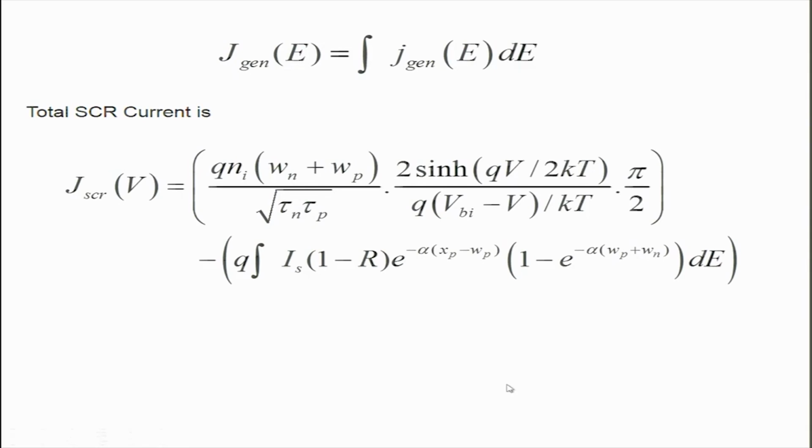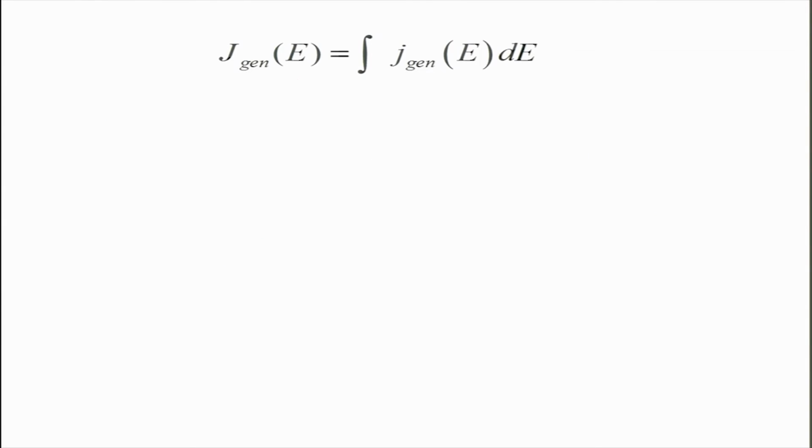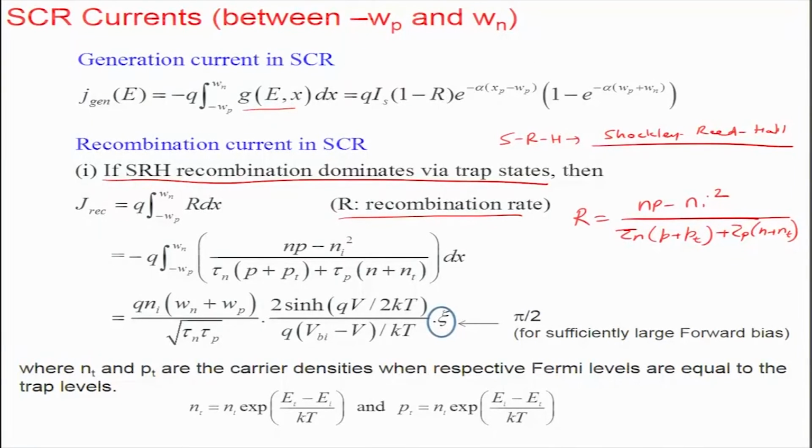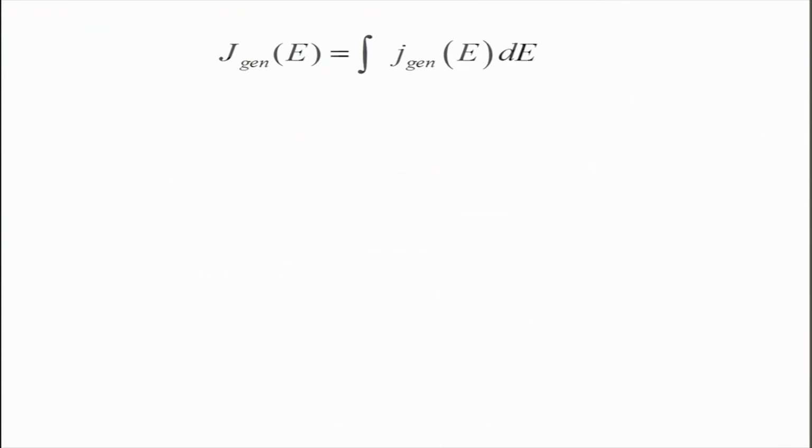Now the total SCR current, you have to integrate. Of course we have taken the spectral response for each energy, so you have to integrate these. So for this generation current, if you have to look at J total gen, you have to integrate from Eg to infinity J_gen(E) dE. So this has to be integrated. That is why I have written in the next slide that J_gen is the integration of this small j_gen(E) over all energies.